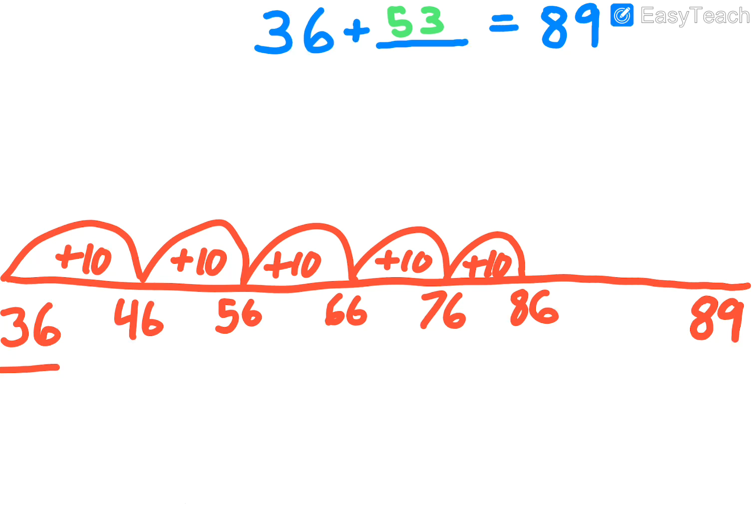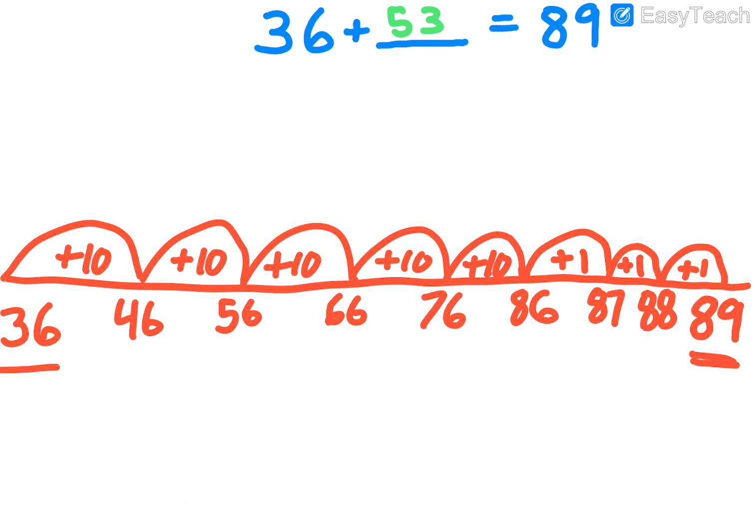Now I'm going to pause right here because if I add 10 more to 86, I'll get 96. And that means I have overshot the number that I want to have, which is 89. So I'm going to stop right here, and instead of adding any more tens, I'm going to instead add ones. So I've got 86. I'm going to add one more. That equals 87. I'm going to add one more. That equals 88. And if I add one more, I land right on 89.